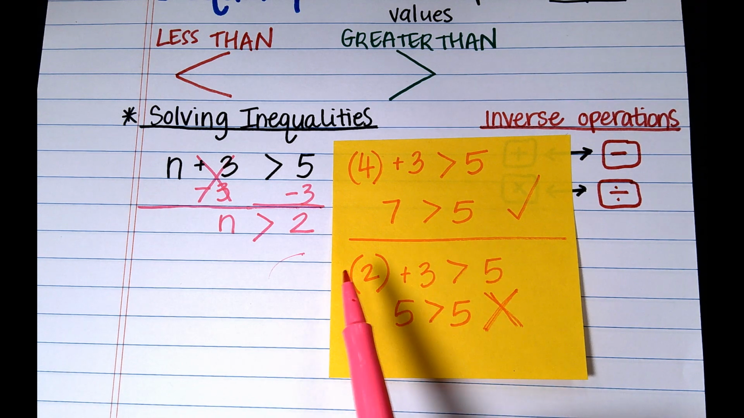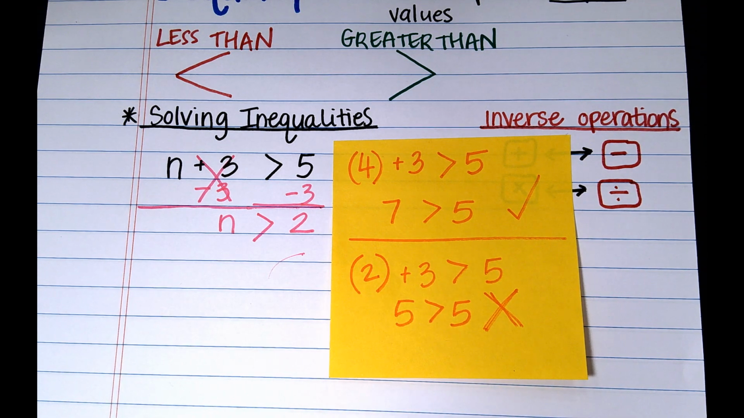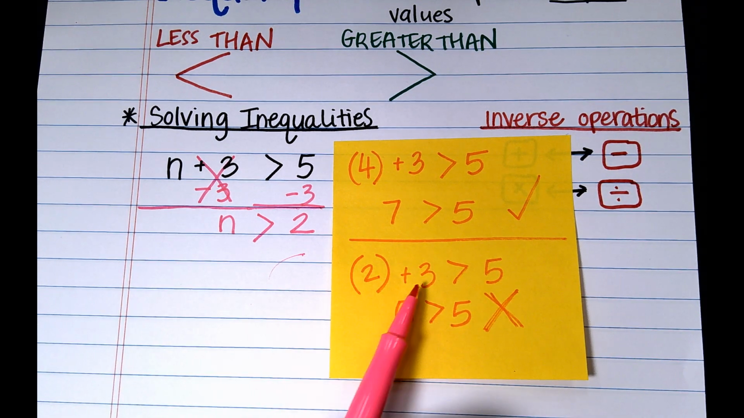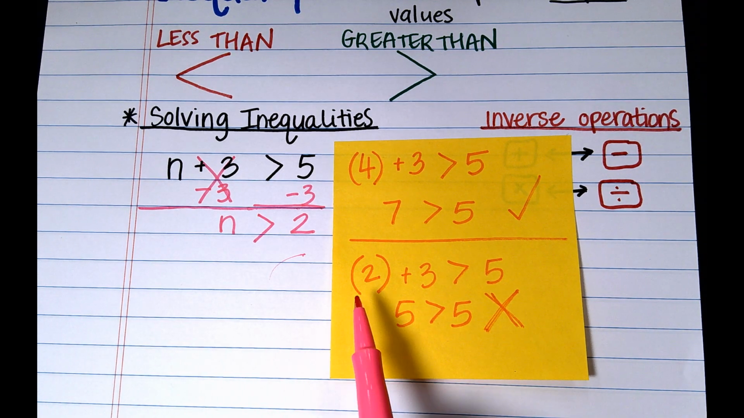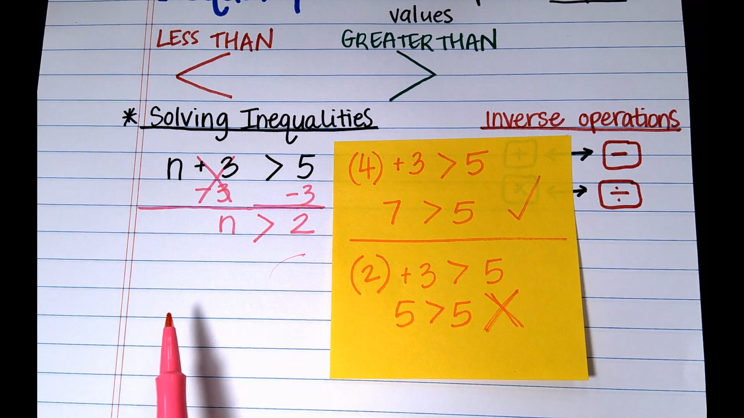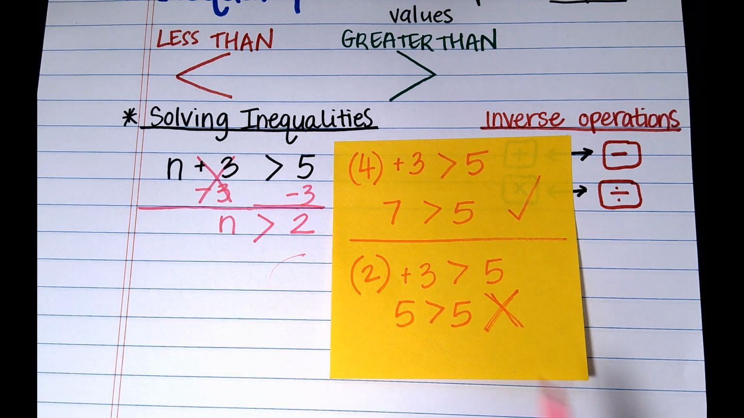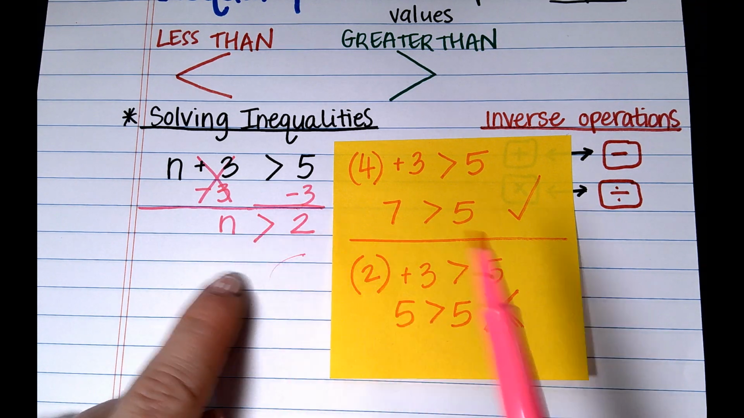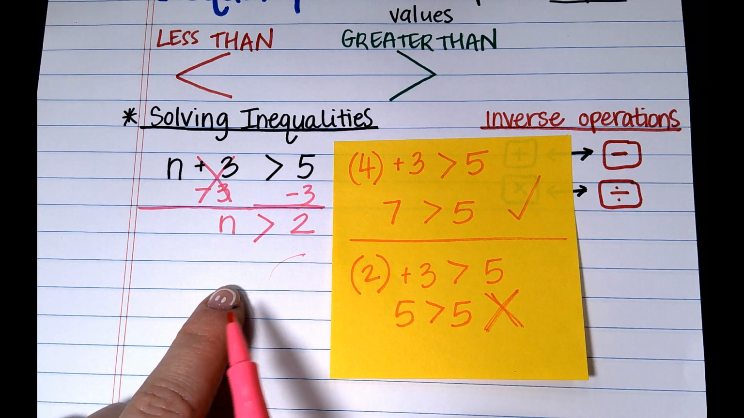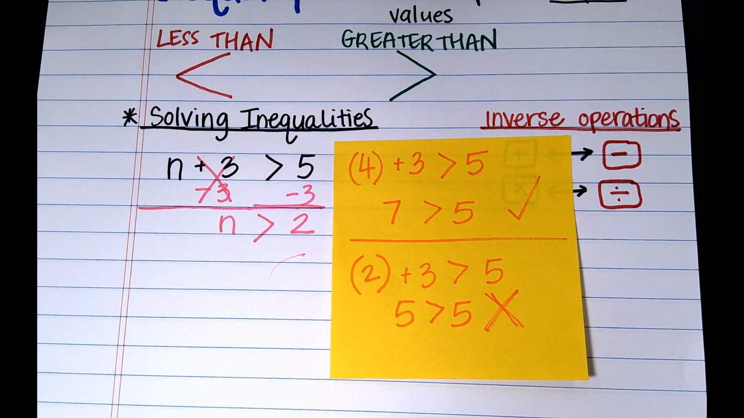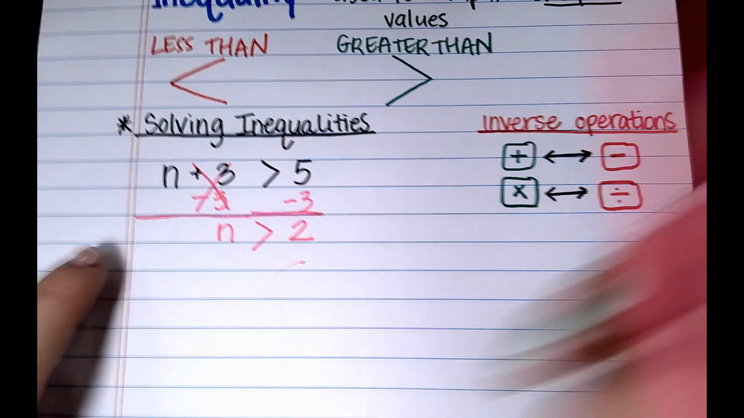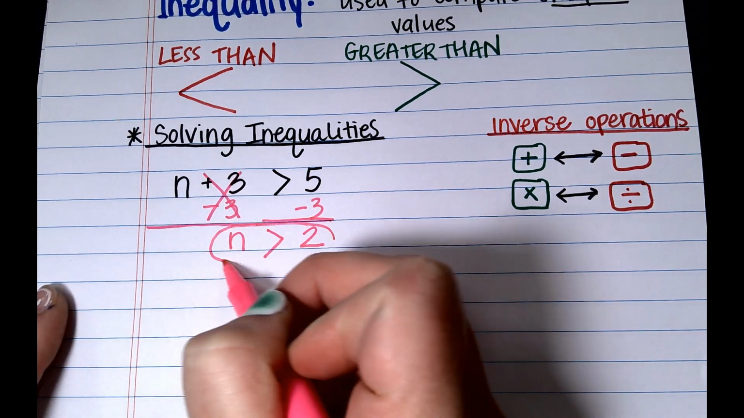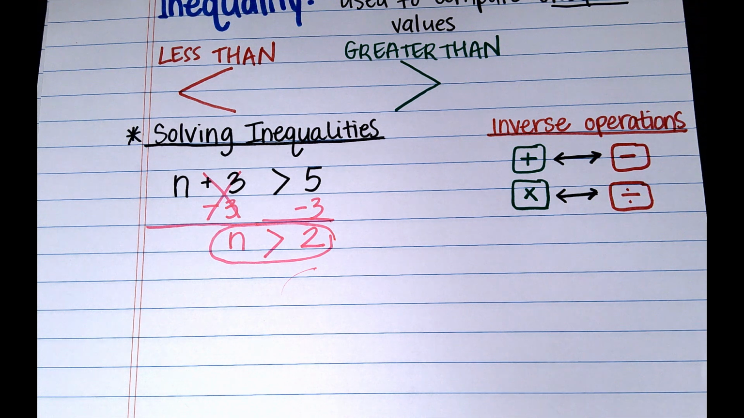If I try smaller than 2, it's not going to work. 1 plus 3 is 4. 4 is not bigger than 5. 0 plus 3 is 3. 3 is not bigger than 5. Yeah, it has to be bigger than 2. So, we've solved our first inequality. It's not too bad. Now, let's try another one.